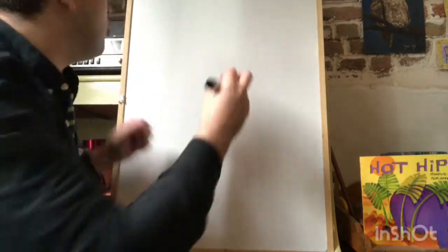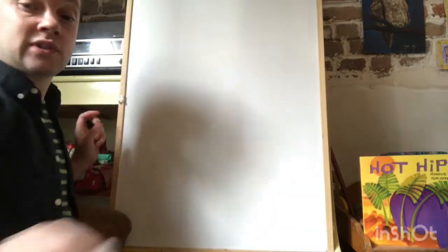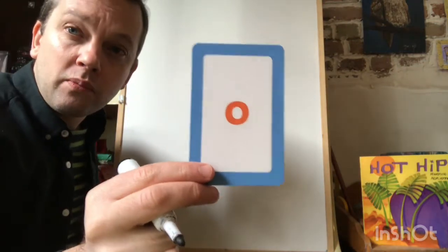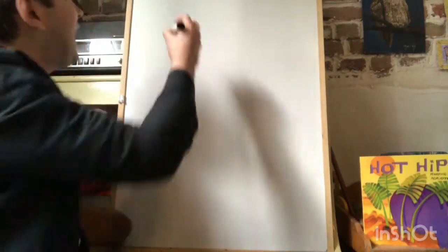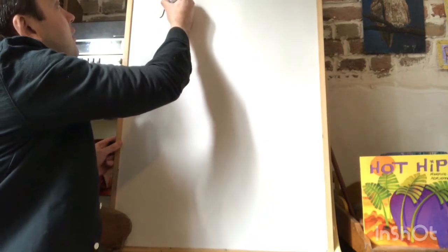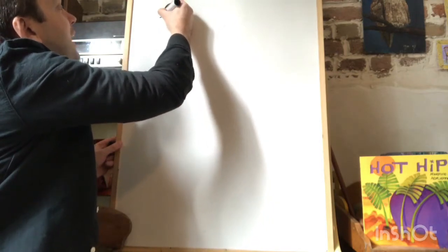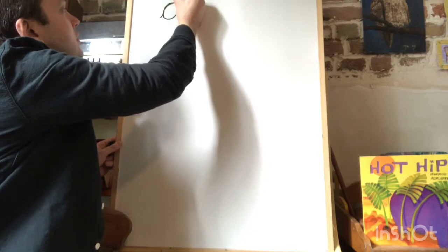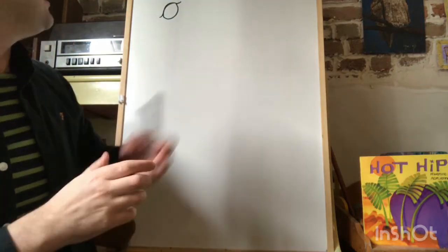So the letter O, sometimes it looks like this, just a circle. But when we do it in our school with our handwriting, we go up, back down, round, and a little hook at the top. So that's the letter O, and it makes the sound O.